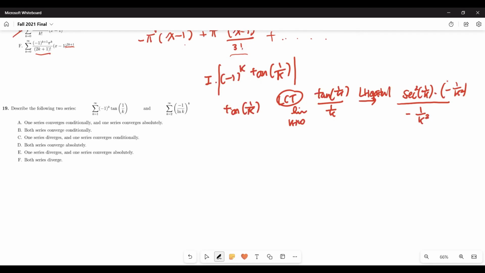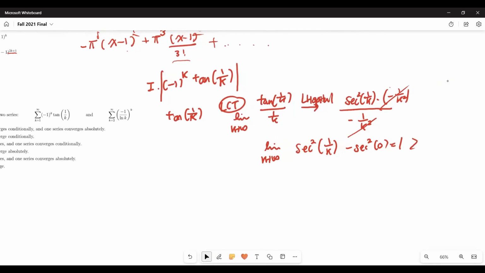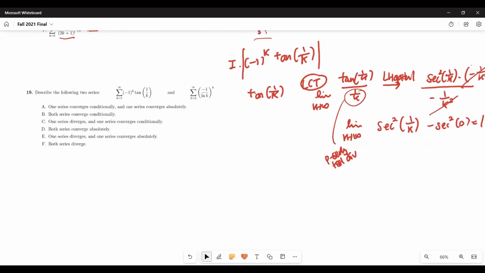So these two will be canceled. And now we can just plug in secant squared of 1 over k as k goes to infinity. So this is just secant squared of 0, which is 1, which is greater than 0. Okay, so the limit comparison test says it's either diverging or converging, but if you remember the similar series 1 over k, by the p-series test it's diverging. So it's not absolutely converging. That means, okay, both series converge conditionally. Oh wait, actually, no. We don't know about that yet.